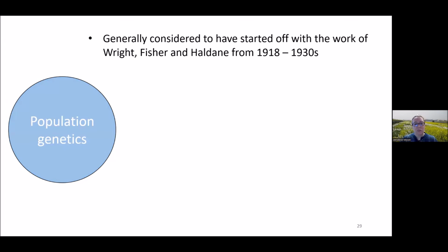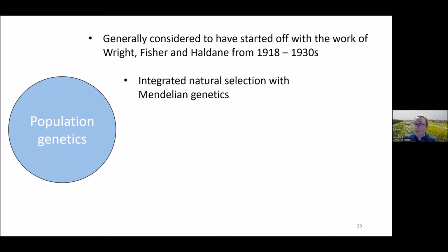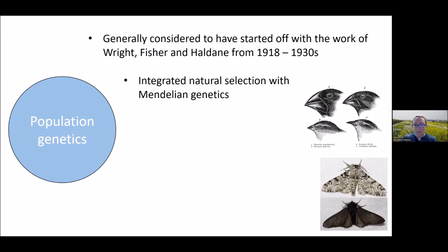This is generally considered to have started off with the work of Wright, Fisher and Haldane, working in the 1920s and 1930s. It integrated natural selection with Mendelian genetics. So Darwin had published these exciting papers about how species evolve over time. The finch beaks potentially evolve differently on different islands based on the available food supply. If they're eating insects, then the beak shape is different from if they're eating fruit.